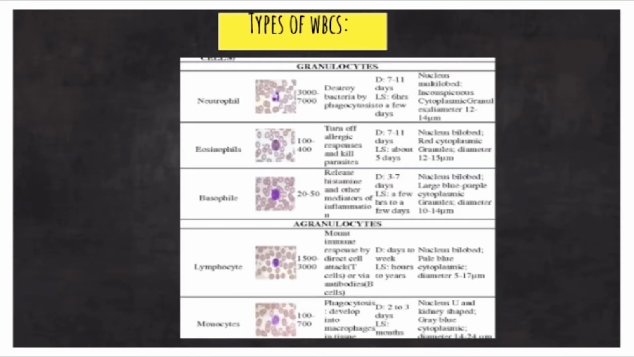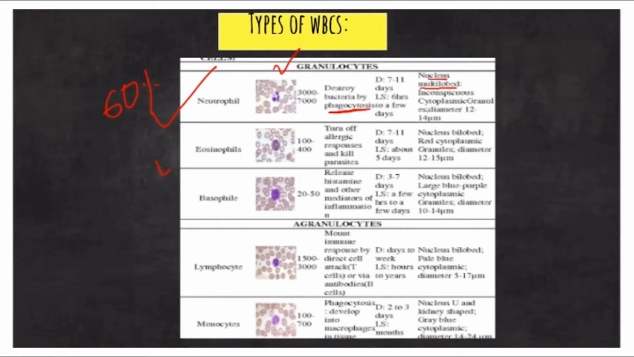Types of WBCs. The first are granulocytes. The first granulocyte is the neutrophil, which comprises 60% of the total WBCs. It has a multilobed nucleus and it destroys bacteria by the process of phagocytosis.